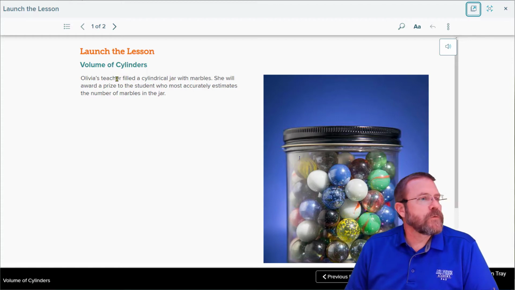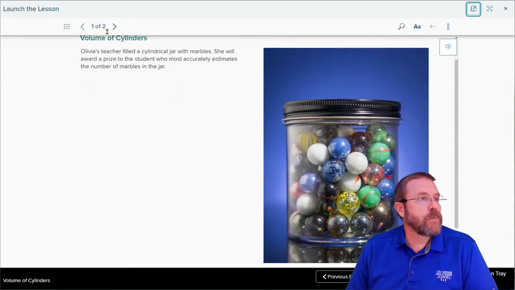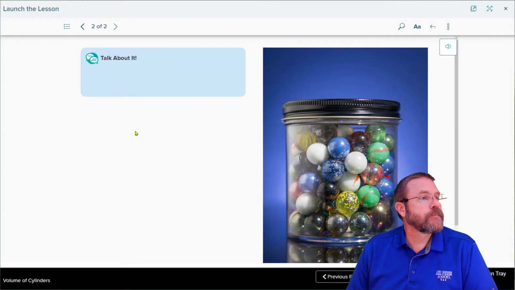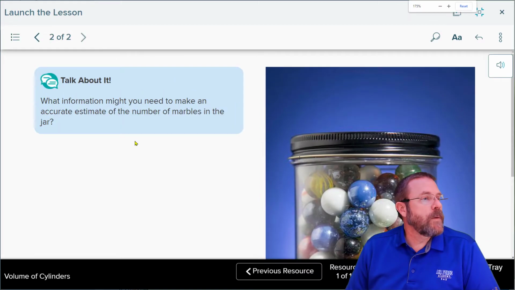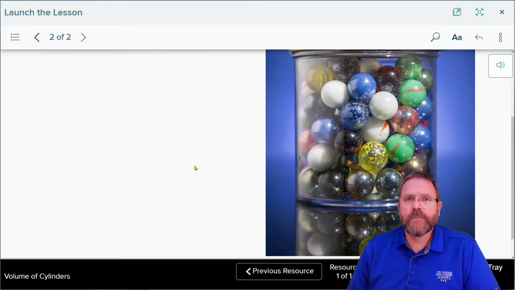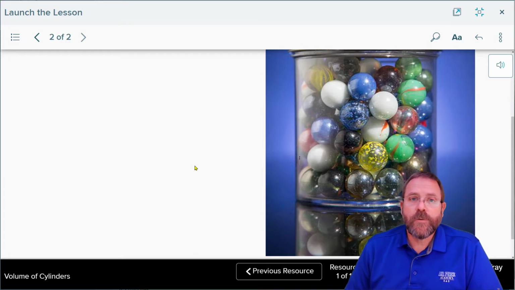Oliver's teacher filled a cylindrical jar with marbles. She will award a prize to the student who most accurately estimates the number of marbles in the jar. And our talk about it says, what information might you need to make an accurate estimate of the number of marbles in the jar? Well, maybe the size of the marbles, how much space they take up, their volume, and how about the volume of the interior of that jar as well, which would mean you need to know the base area and the height to find that volume.